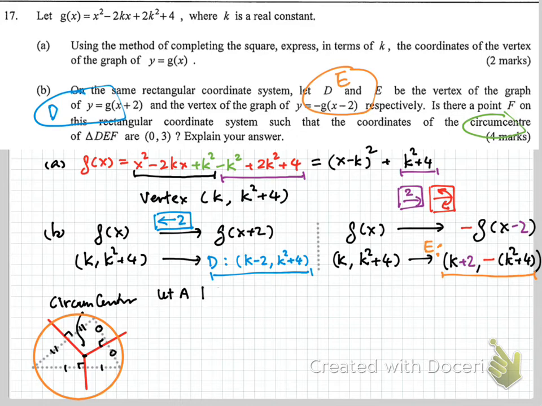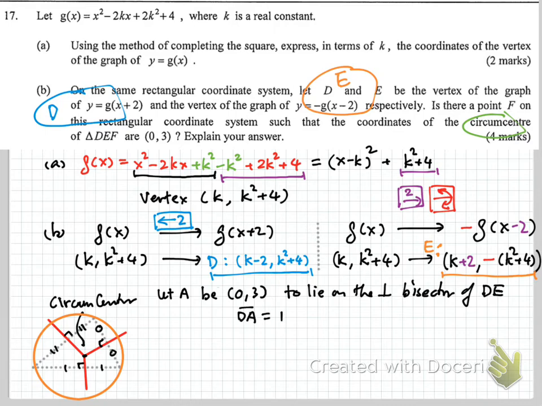So in order to be the circumcenter, we should have the distance DA and the distance EA be the same. Let A be (0, 3) lying on the perpendicular bisector of DE. That means the distance DA must be the same as the distance EA. If the point A is lying on the perpendicular bisector, then the distance DA must be the same as the distance EA.